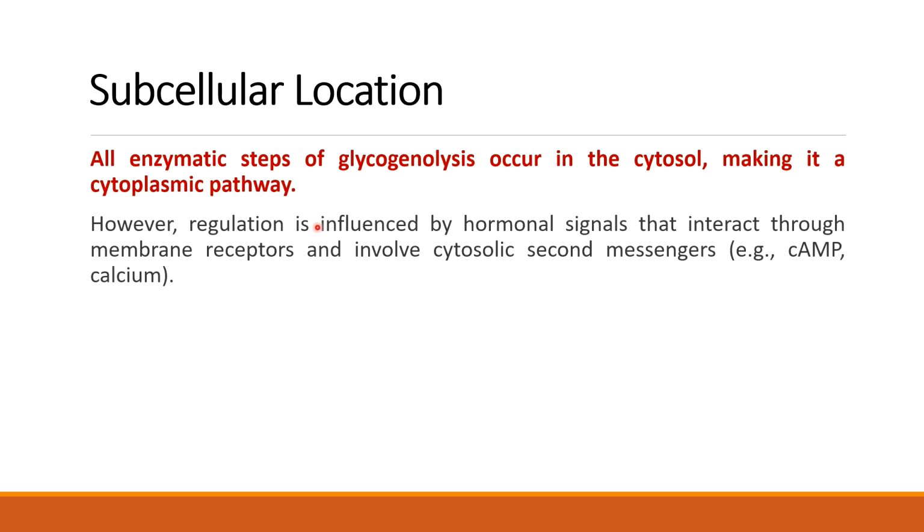Subcellular location. Many enzymatic steps of glycogenolysis occur in the cytosol of the cell. Hence, it is a cytoplasmic pathway. However, the regulation of glycogenolysis is under hormonal control, and that interaction is made through membrane receptors, as well as cytosolic secondary messengers like cyclic AMP and calcium. Apart from the liver and skeletal muscles, there are also some minor sites like the kidney, where limited activity of glucose 6-phosphatase is there, and astrocytes in the brain, etc.